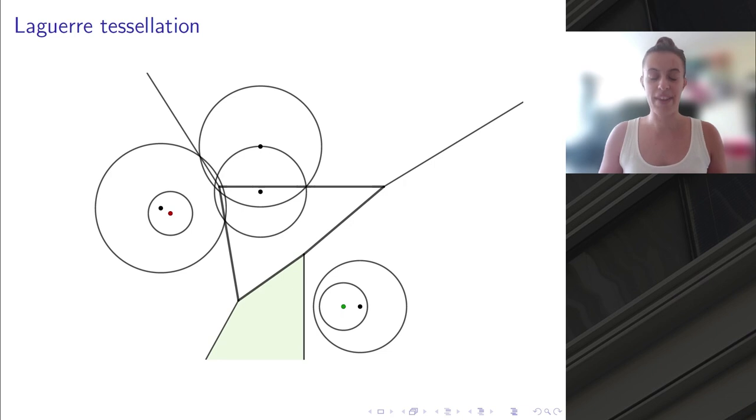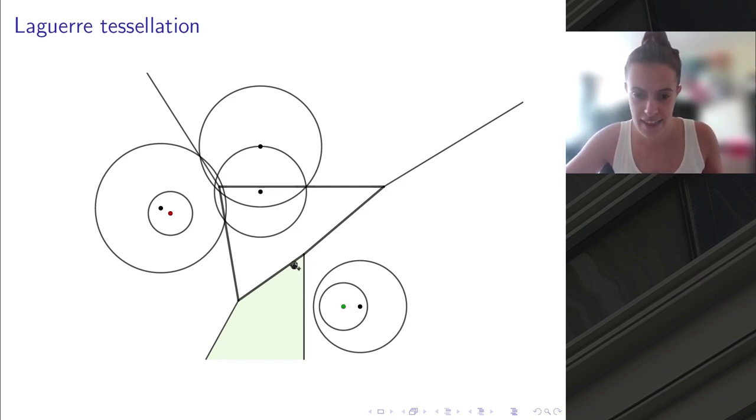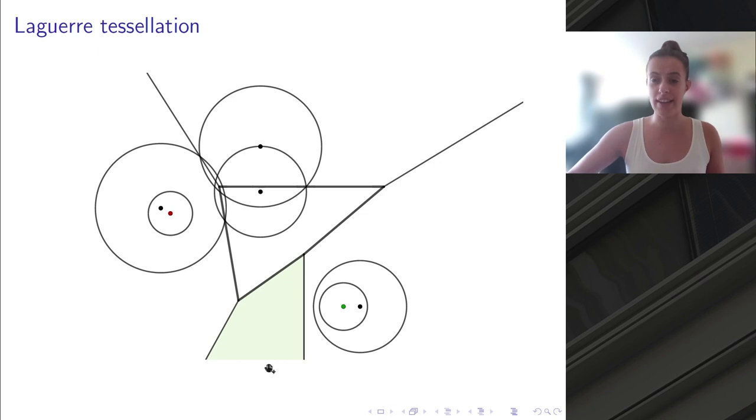So this is one difference. And the other one is that even if the point generates a cell, it can happen that it does not lie in its cell, which is the case for this green one, because this green cell is the cell it generates, but naturally it cannot lie in it. That is actually because this whole circle is hidden inside this bigger circle. So whenever we have this situation, this point will never lie in its own cell. So these are some differences that make Laguerre tessellation interesting, but also somehow harder to work with than the Voronoi case.